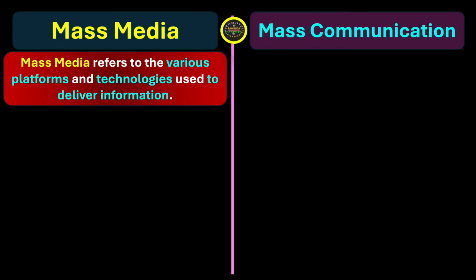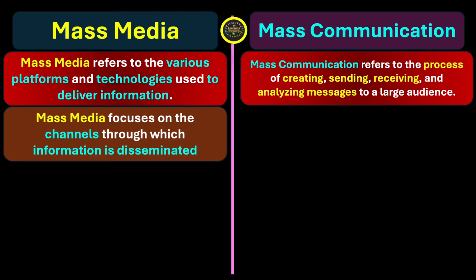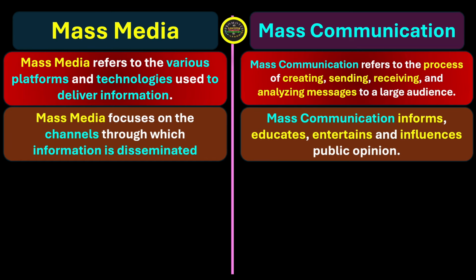The first point about mass media is that mass media refers to the various platforms and technologies used to deliver information, whereas mass communication refers to the process of creating, sending, receiving, and analyzing messages to a large audience. We move on to the next point. Mass media focuses on the channels through which information is disseminated, spread, shared, whereas mass communication informs, educates, entertains, and influences public opinion.